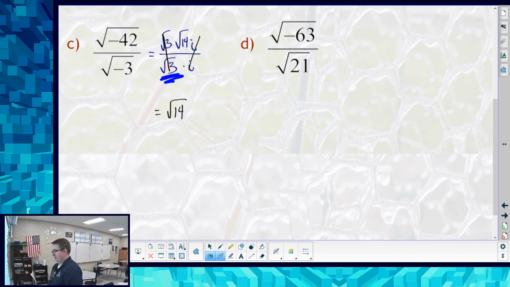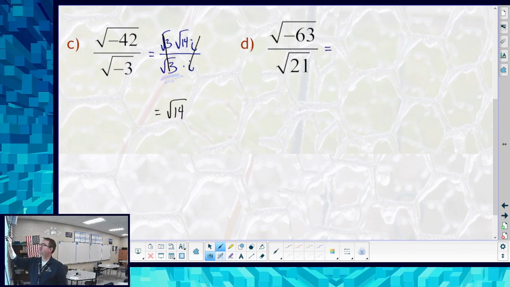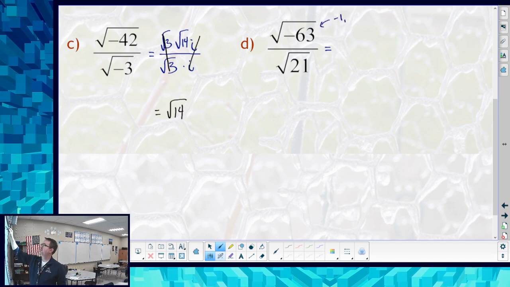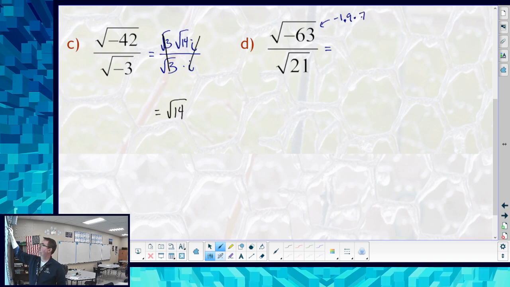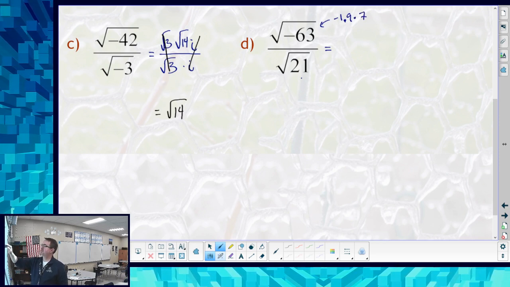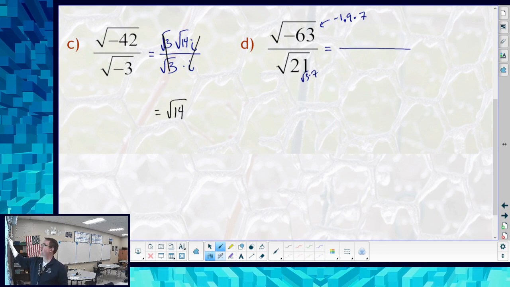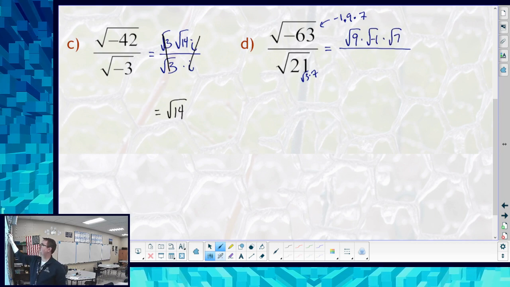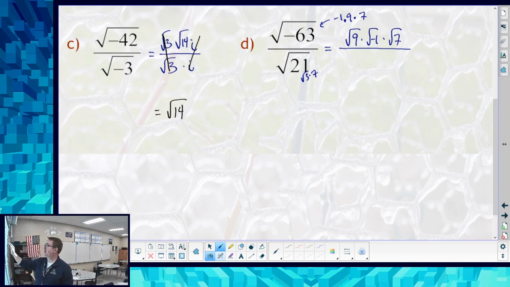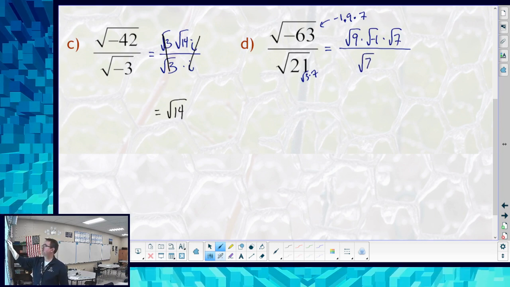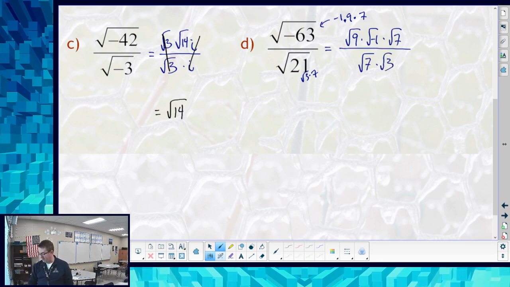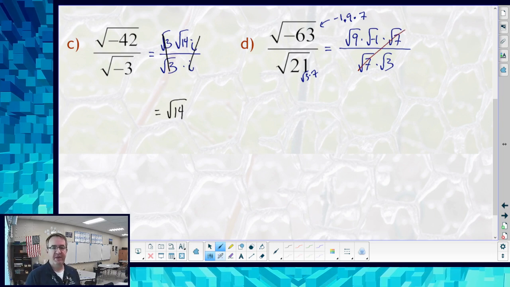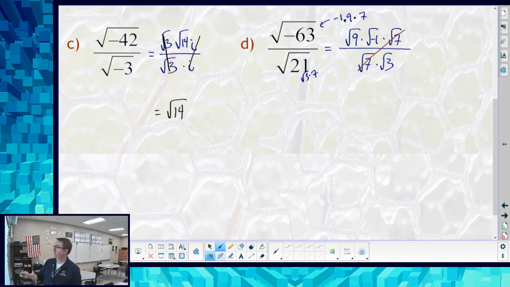Now notice here I don't have i's in both spots. So on this one, this breaks down into negative 1 times 9 times 7. And this is square root of 3 times 7, so I could break it up that way. So let's do that. So square root of 9 times the square root of negative 1 times the square root of 7. I'm putting all the stuff that I know I'm going to simplify out front. And then I'm going to do square root of 7 times square root of 3 down here on the bottom. Why am I breaking that one up? Because the square root 7s are going to go away. And why make life harder for ourselves when we don't need to, right?